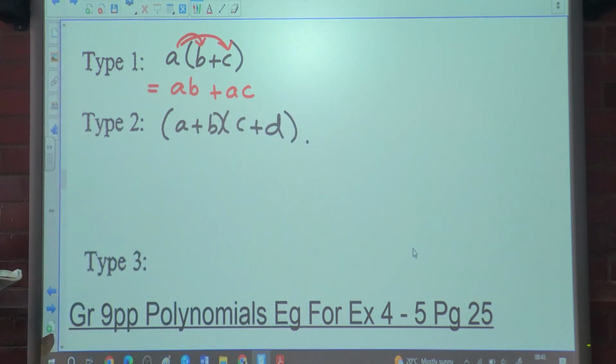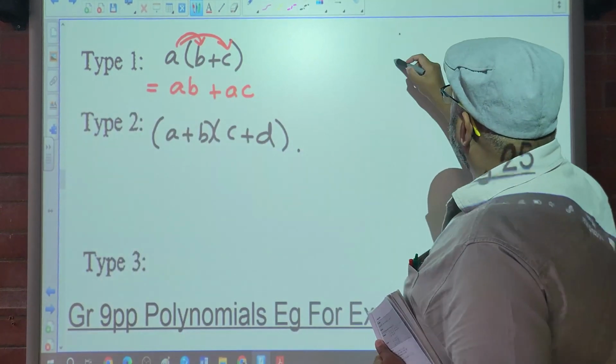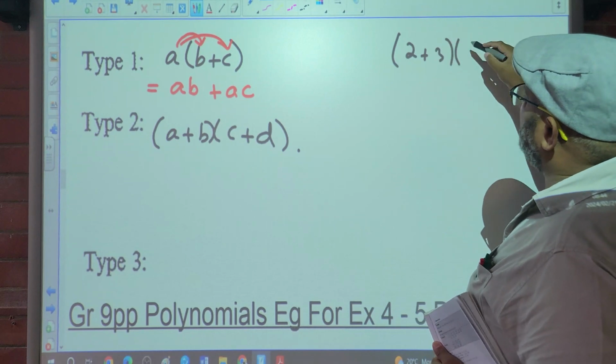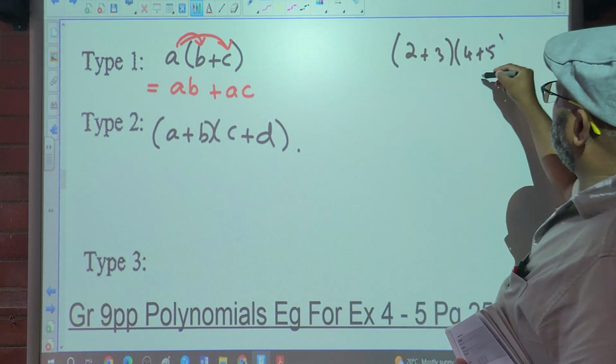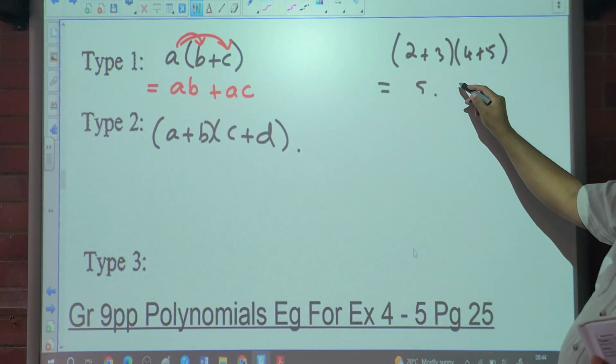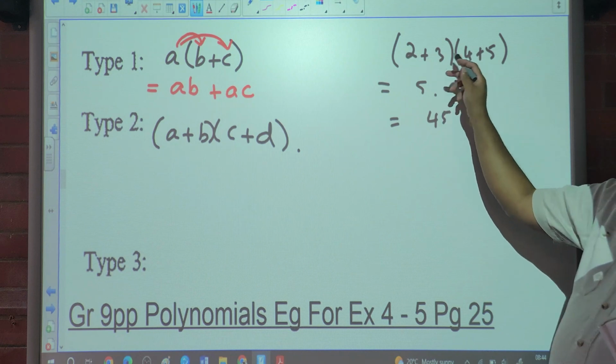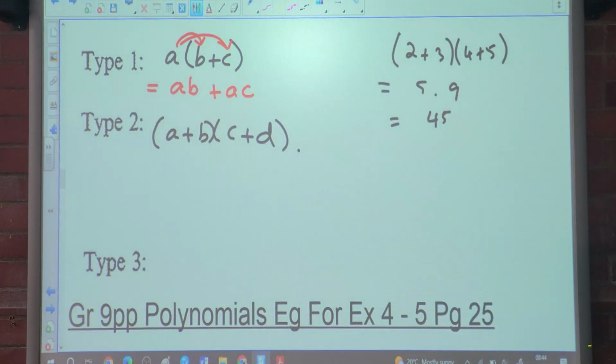Right. Type 2, we got the binomial by binomial. So what do I do here? If I now take it back and I say, okay, you got 2 plus 3 times 4 plus 5. What would this answer have been? 5 times 9, which is 45. And this is now your commutative law, no? You add it before you multiply.